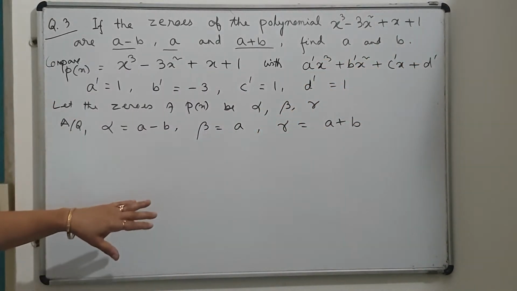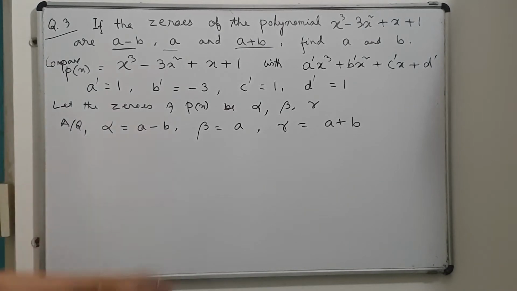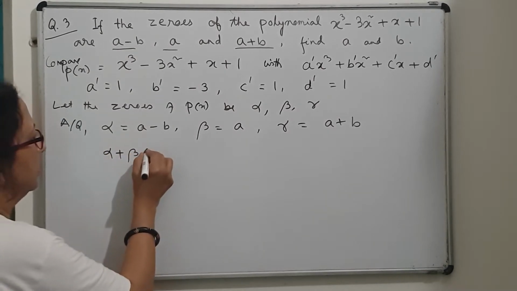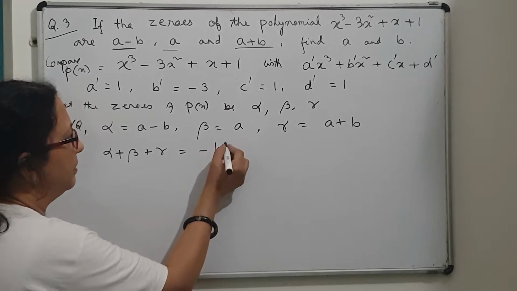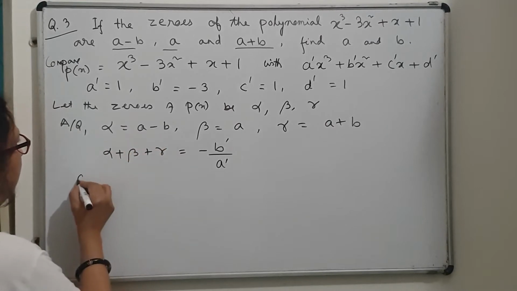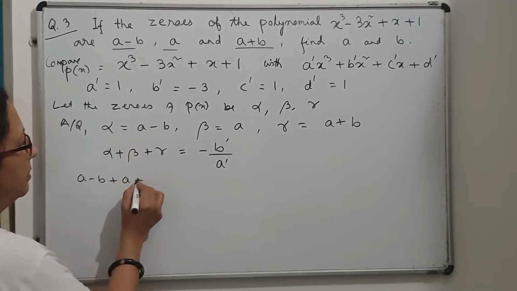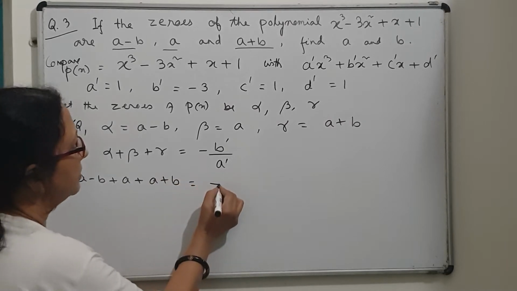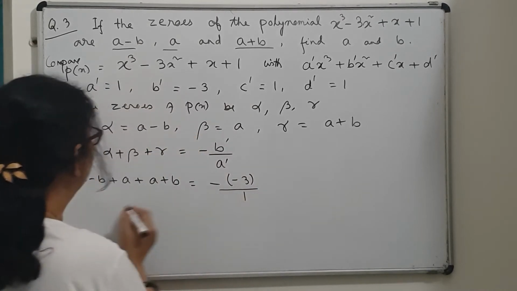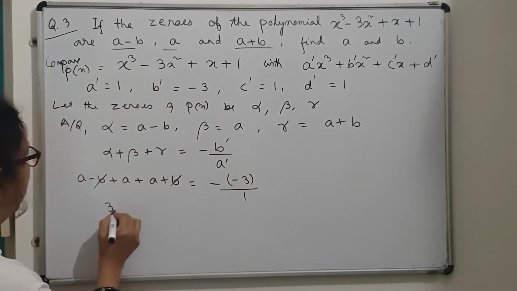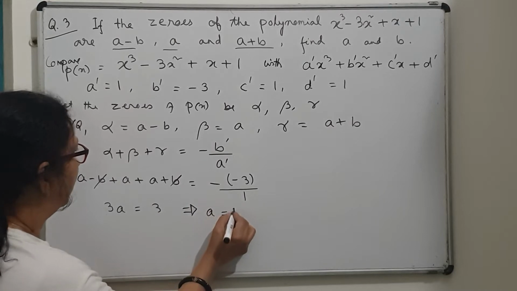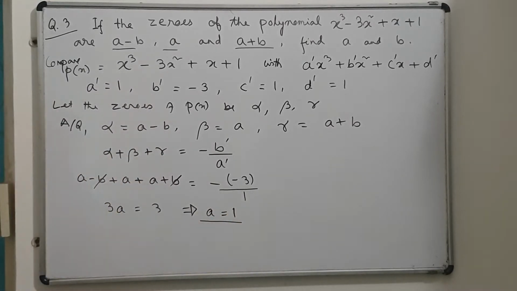So we'll be using the relationship between zeros and coefficients. The first relation I'll be using: the sum of the zeros taken one at a time is minus b dashed by a dashed. So alpha is a minus b, beta is a, and gamma is a plus b, equals minus b dashed, which is minus 3, by a dashed, which is 1. So here b is getting cancelled. So 3a is equal to 3, which gives the value of a to be 1. I got the value of a very easily using the relationships.